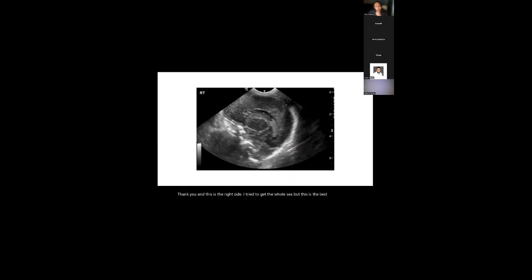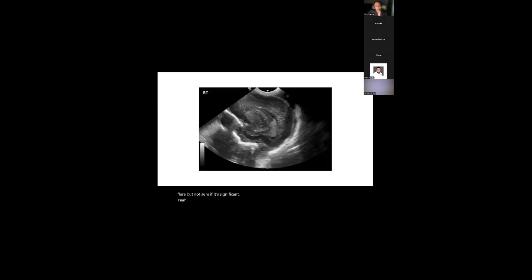Well done. So I don't think there is any bleed. This is just the choroid plexus to me. Maybe a little bit of a flare, but not sure if it's significant. It's triangular. At this stage, I'd probably class it as just blush. And then that's the right still.